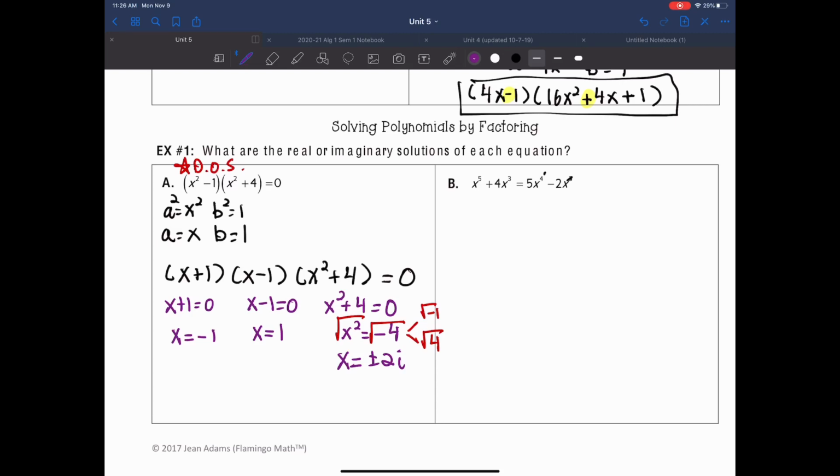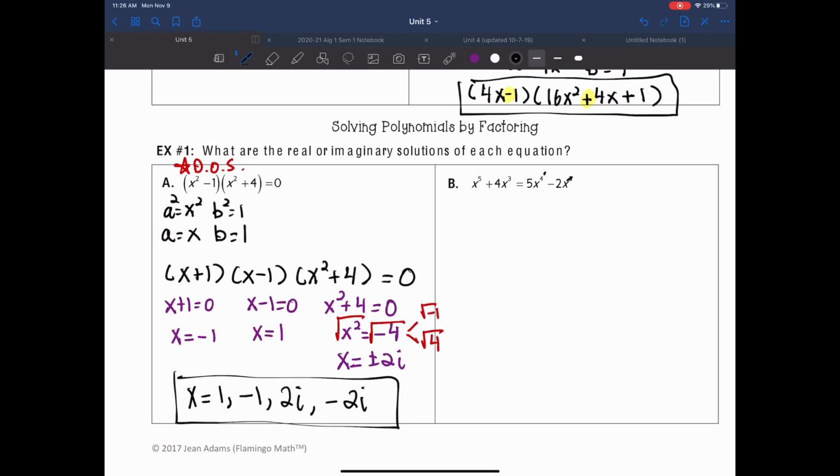So if I were to write all of these answers, I would say x equals positive 1, negative 1, positive 2i, and negative 2i. So factor it down as far as you can, then use the zero product property to set each of your factors equal to 0.